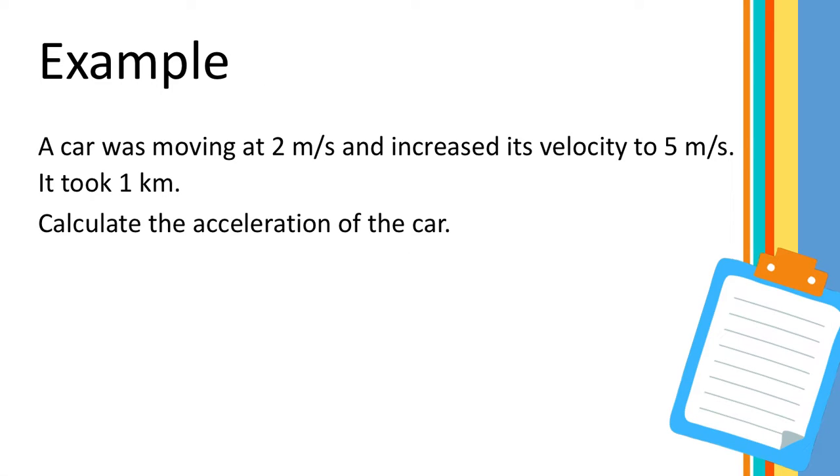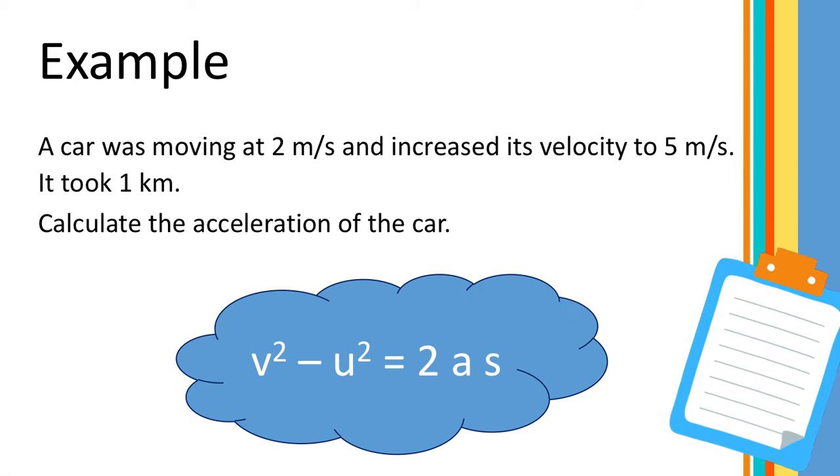However, sometimes you might see an example like this one. A car was moving at 2 meters per second and increased its velocity to 5 meters per second. It took 1 kilometer. Calculate the acceleration of the car. Now in this example, we don't have the time taken, so we need to use a different equation. As I said at the start, that is v squared minus u squared equals 2 times a times s. So that's the end velocity squared, take away the start velocity squared, and that's equal to 2 multiplied by the acceleration multiplied by the displacement or the distance travelled.